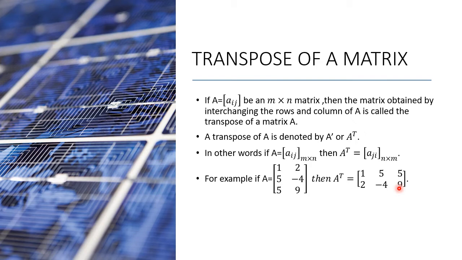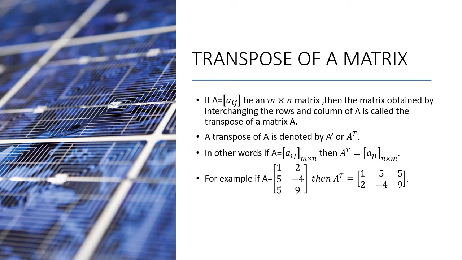I hope it is clear, students. It's a very easy topic. Whenever you want to find out the transpose of a matrix, that means you have to interchange rows into the columns, or you are changing the columns into the rows. Like here the column is 1, 5, 5. Here you are writing it in a row, that is 1, 5, 5. Okay, students. So this is the transpose of a matrix.